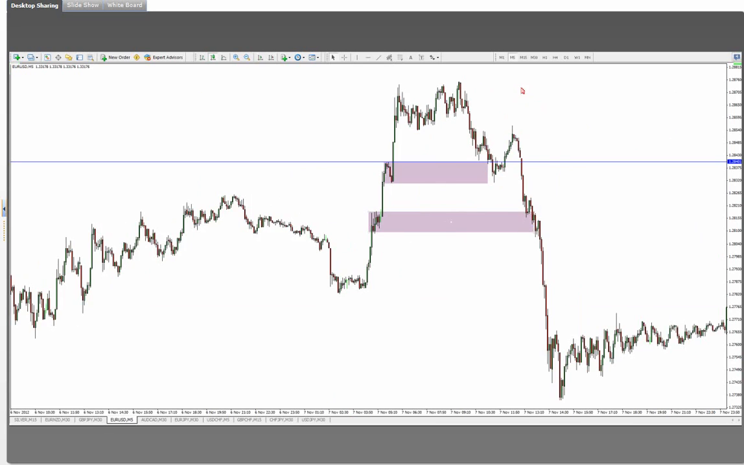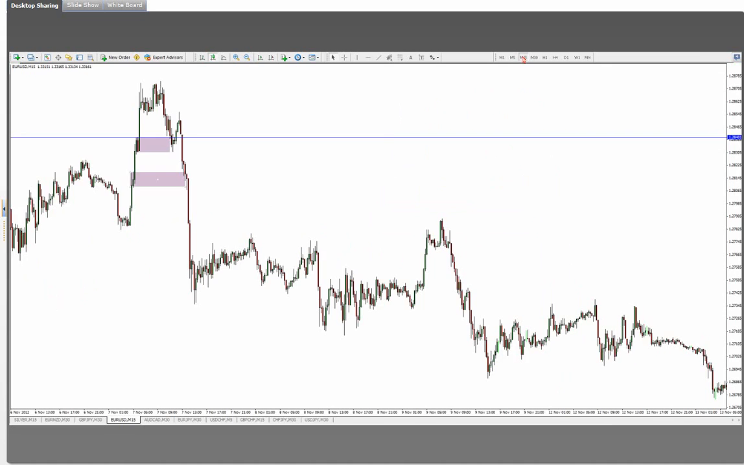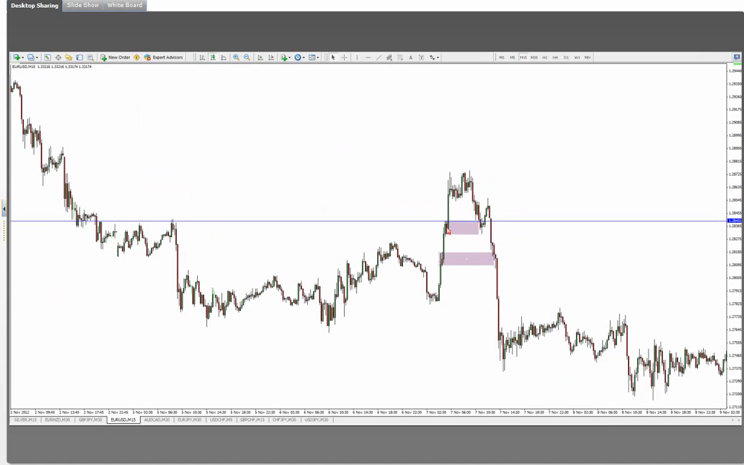Now this is M5, so this is where I'm going to get slightly pickier. The easiest thing to do is compare it to the example above. So M15, one time frame up. This one was very clear in M15, this one's not.